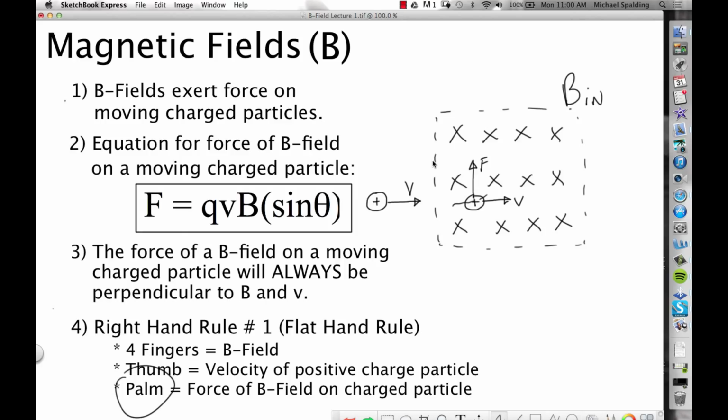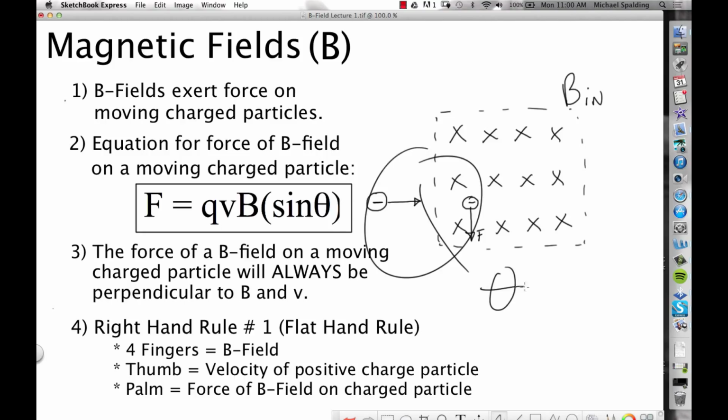Let's back this up. What if this charge that we sent into the magnetic field were a negative charge? Which way would the force be when it entered the magnetic field? The force would be down, because now the force would be out of the back of your hand. Okay?